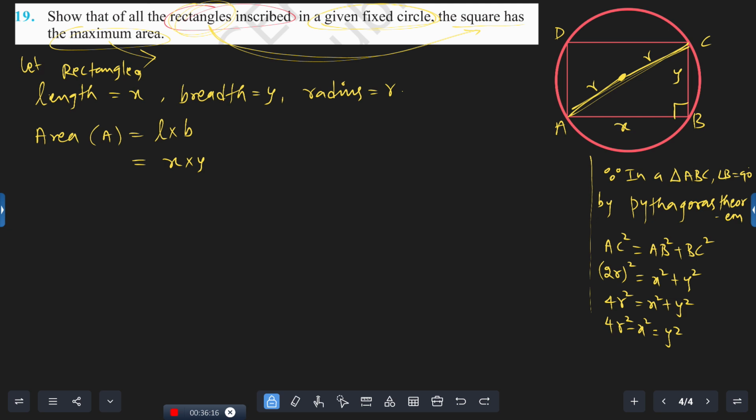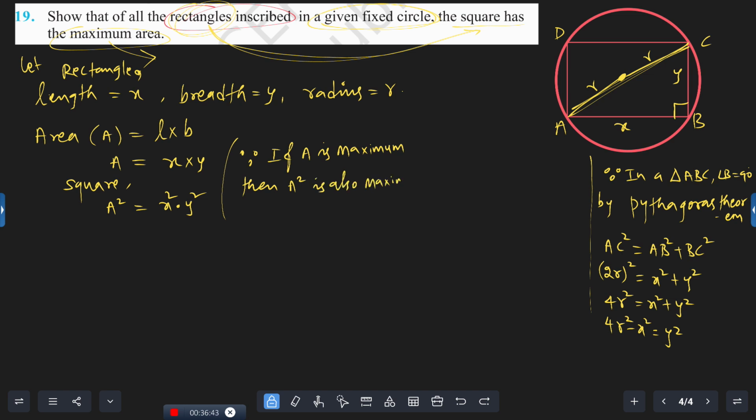To avoid the square root, I am going to square the area. Here in this step I am going to square. Then A square is equal to x square into y square. Listen carefully here. If A is maximum, then A square is also maximum. When you square a big number, it becomes a big number only. The same thing you can use for minimum also.